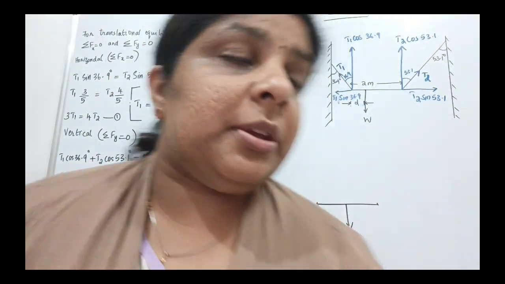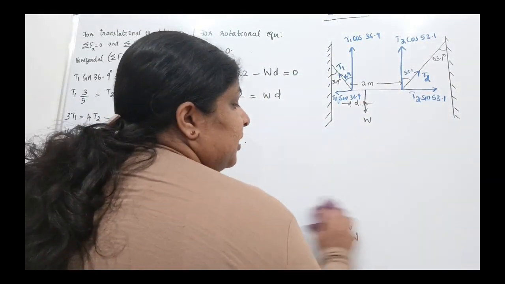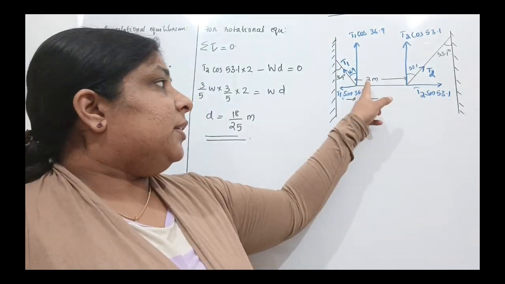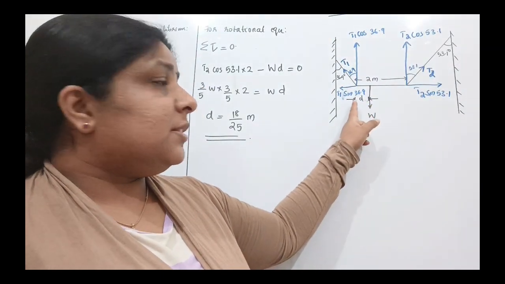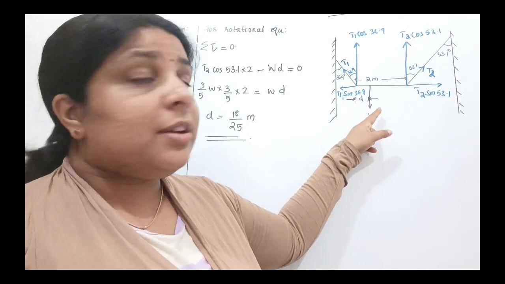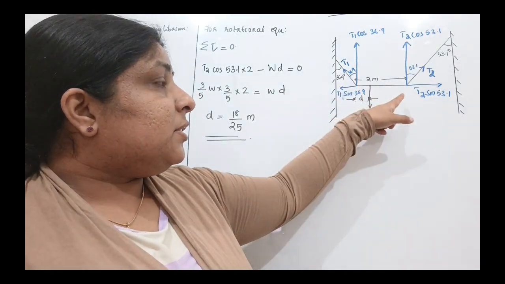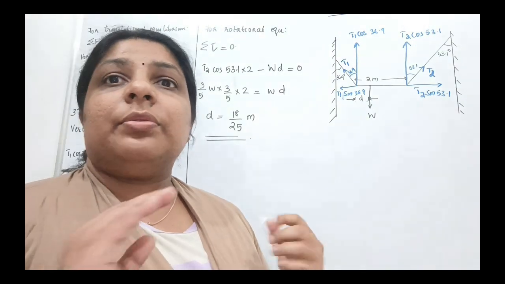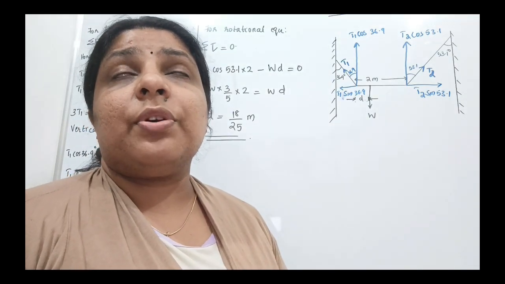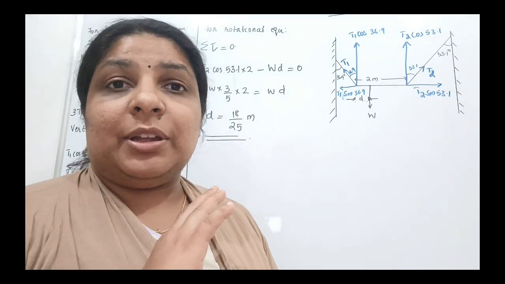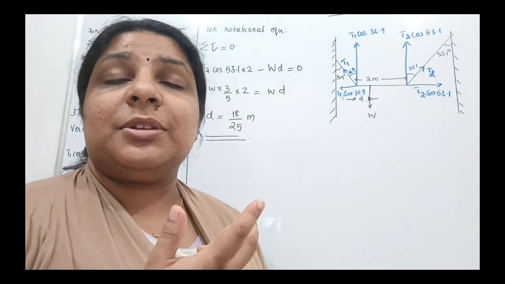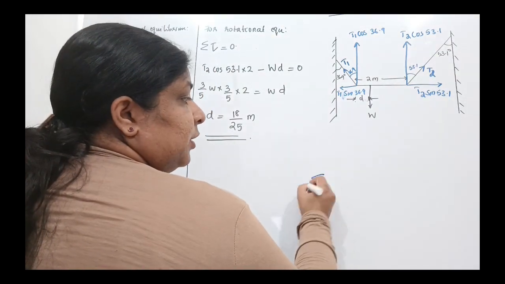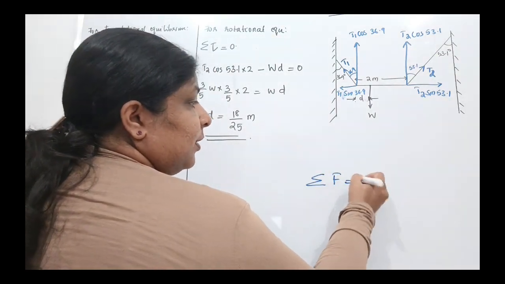Now let me explain the diagram once again. You have a 2 meter long rod. The weight is acting at a point which is at a distance of D from the left hand corner. Now two tensions T1 and T2, I will resolve into two components. First we will apply the condition for translational equilibrium. Translational equilibrium means sum of all forces equal to 0.